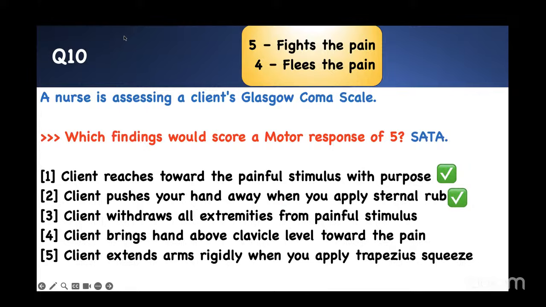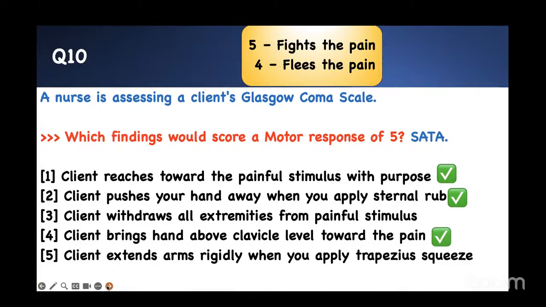because you feel the pain and you push it away. I don't want any more pain, right? You're fighting it. If you withdraw, that means you get 4. You're not going to get 5. If you bring your arm above your clavicle level towards the pen, what do you think? You're trying to figure out what is above you. You're trying to grab it. That means you're fighting the pain.